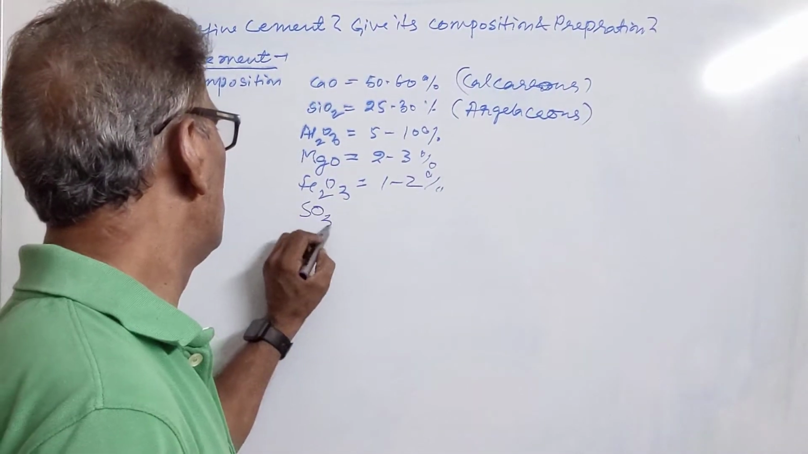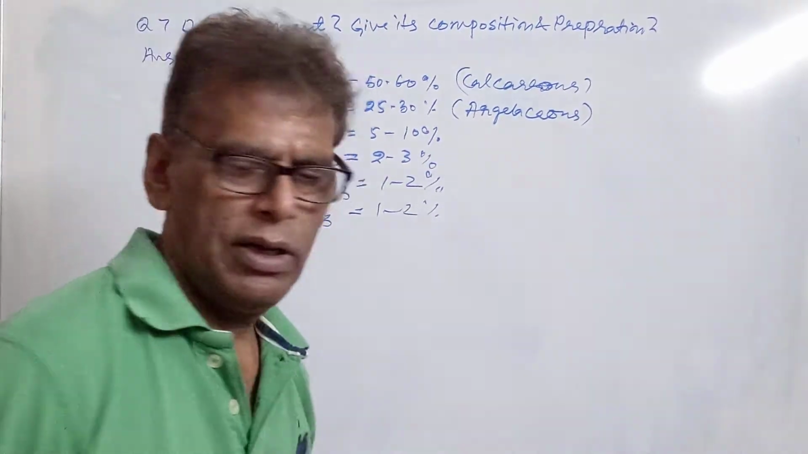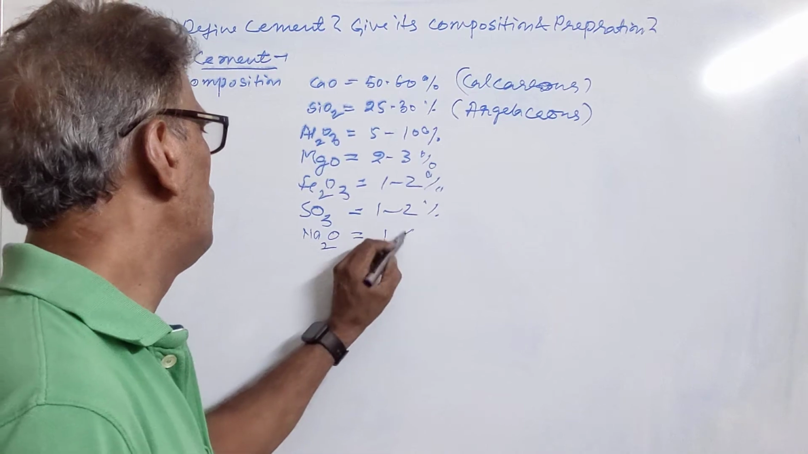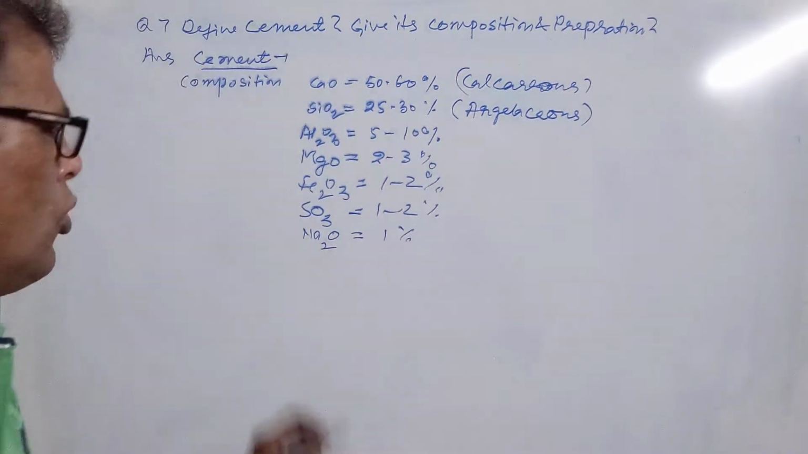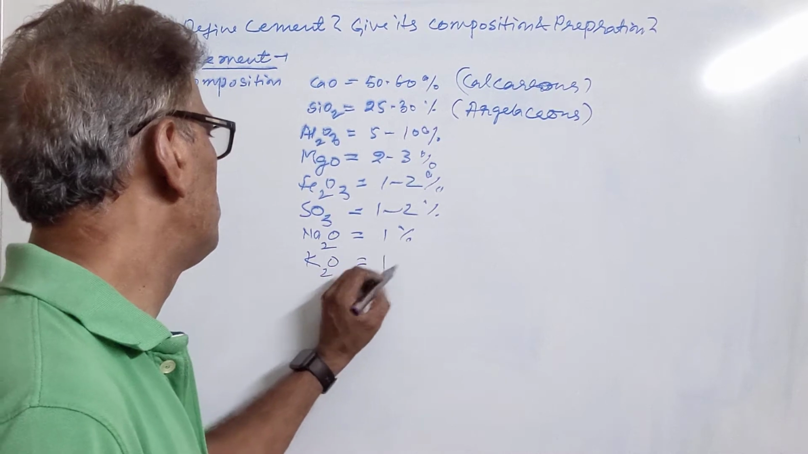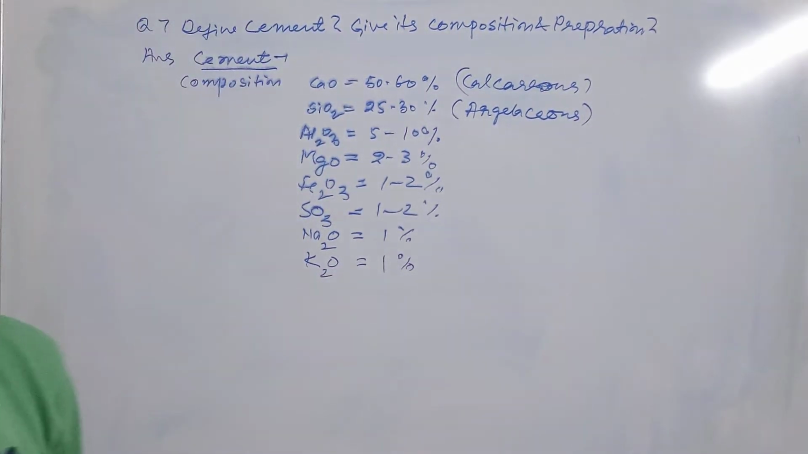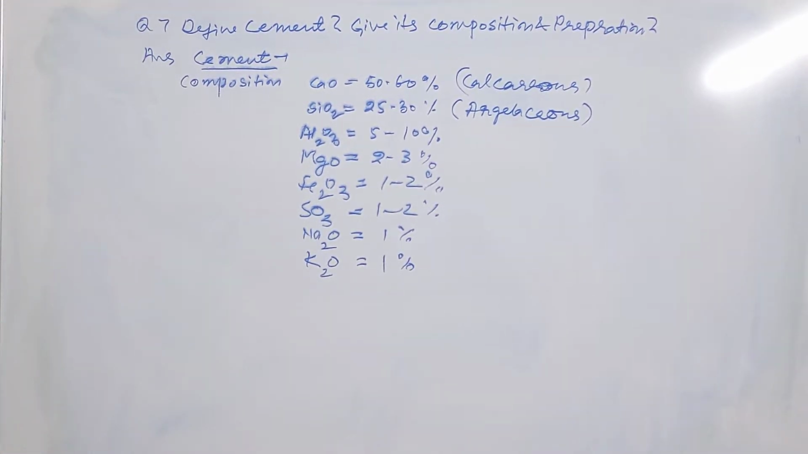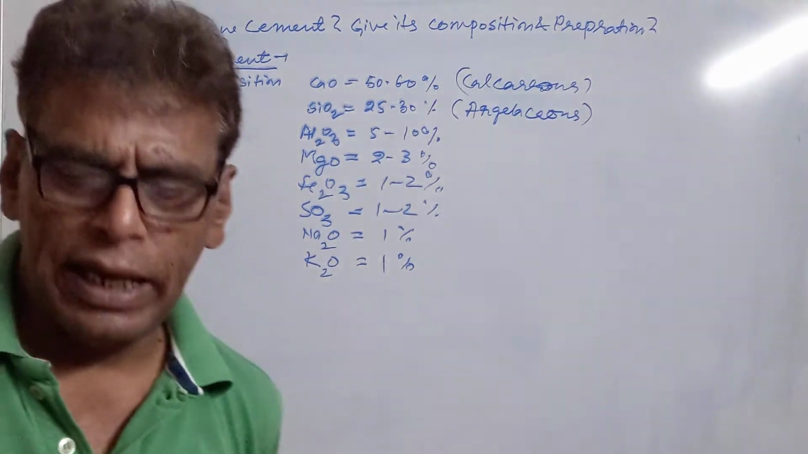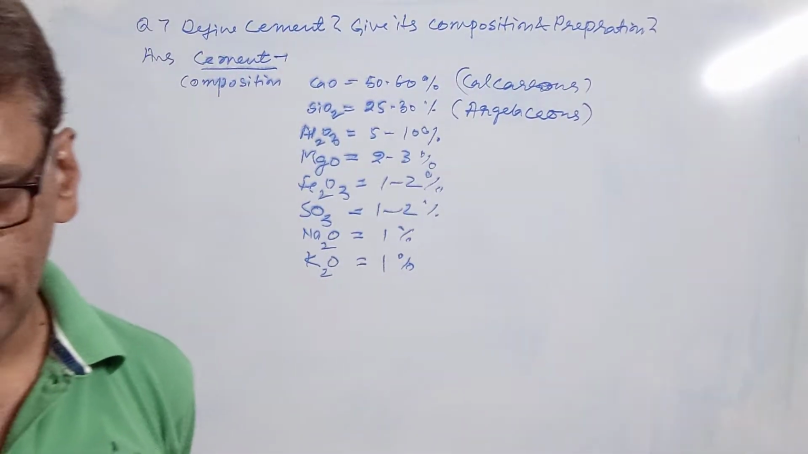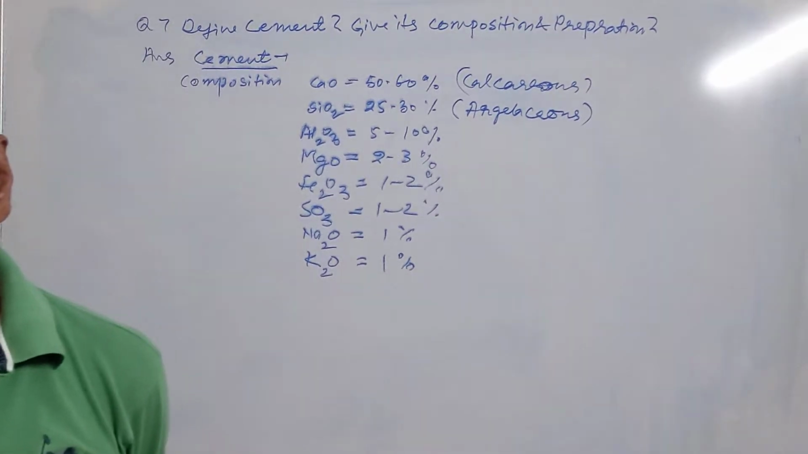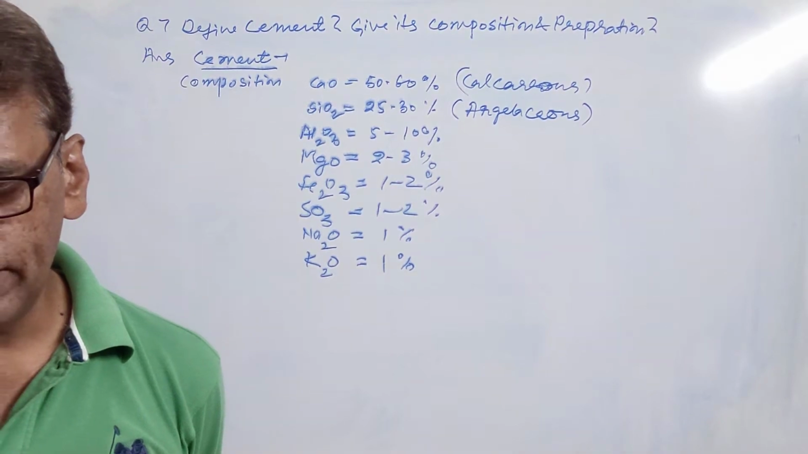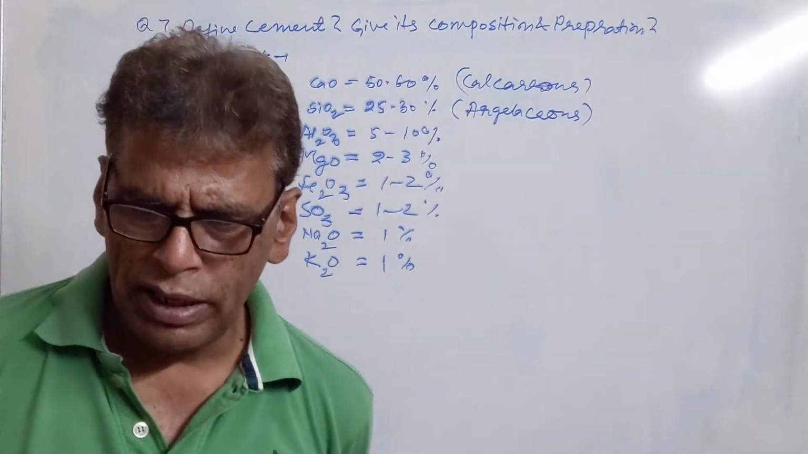SO3 1 to 2%. Along with that we have Na2O 1% and K2O 1%. So these are the materials used in the preparation of cement. Now the raw material used to supply CaO is called calcareous material. Clay provides SiO2 and Al2O3. Gypsum supplies calcium. The other materials are added directly to the cement-preparing slurry.